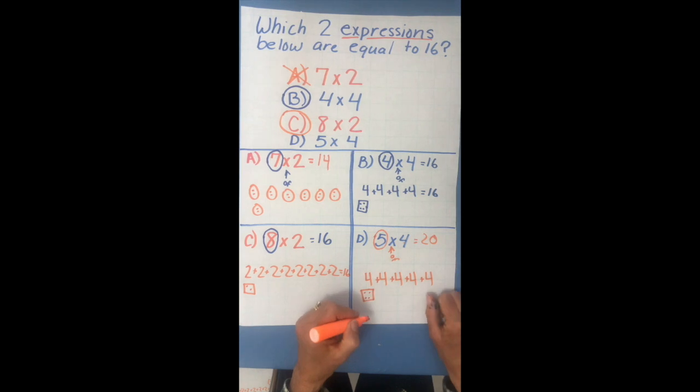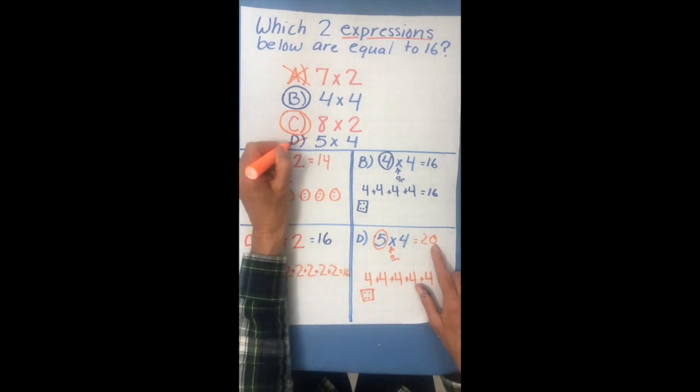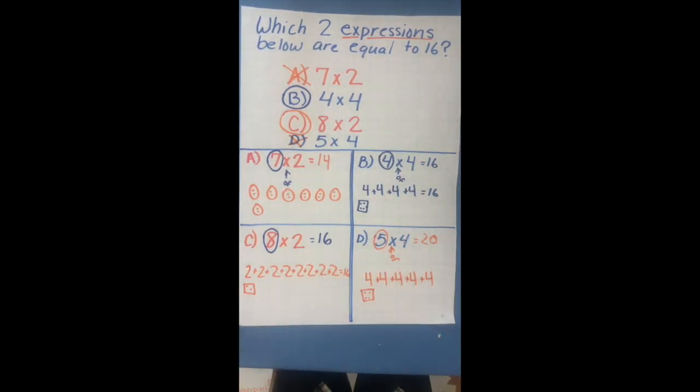1, 2, 3, 4, 5, 6, 7, 8, 9, 10, 11, 12, 13, 14, 15, 16, 17, 18, 19, 20. So I've proved that it does equal 20, but it does not equal 16. So that is not the right answer. So next question.